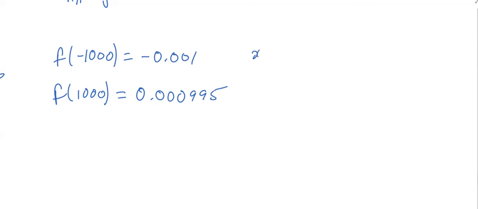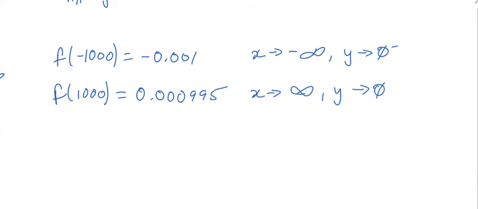So this is as x goes to negative infinity, y is approaching 0 from below, and as x goes to positive infinity, y approaches 0 from above.